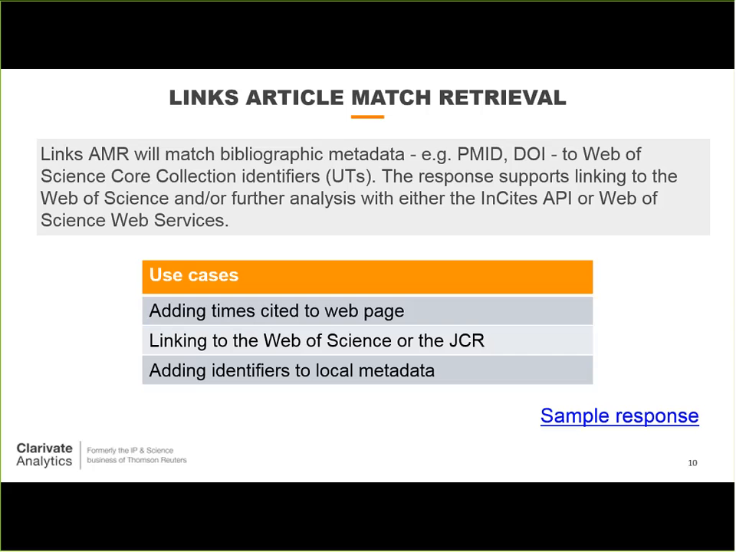Also, linking to Web of Science or JCR. Imagine you want to link a journal, but not to the source of that article, but to the JCR page of that specific journal. You can do that as well with Links AMR. Or as a way to retrieve those UTs that we were talking about and then call, for example, Insights API, which is a web service for which you need the UT to start with.